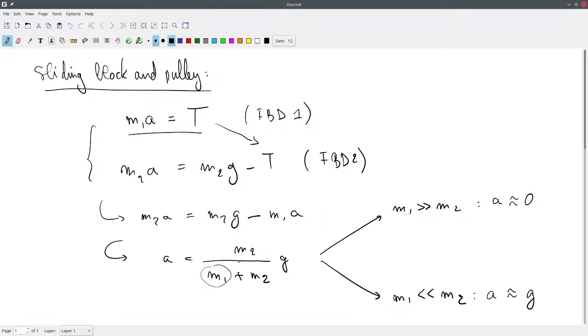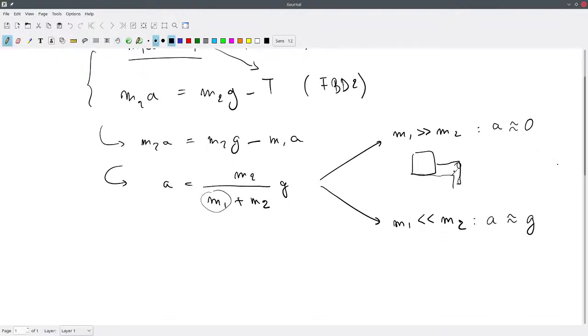So we're dividing a very small number by a very large number, so we're going to find 0. And so this makes sense because in this case we have a very large block with a tiny block that is trying to pull it down. So that's of course not going to move.